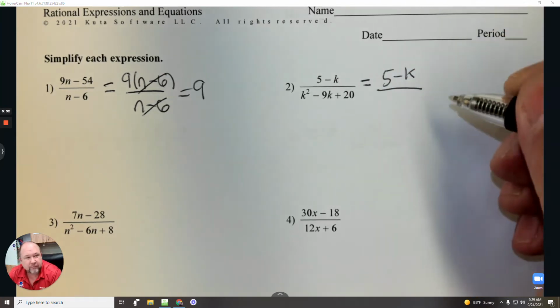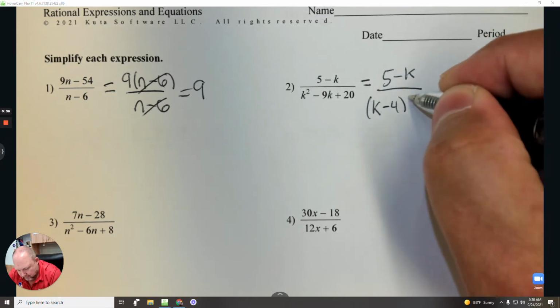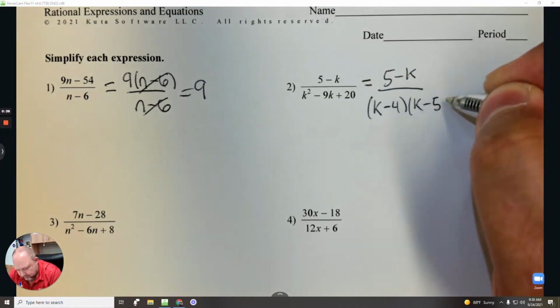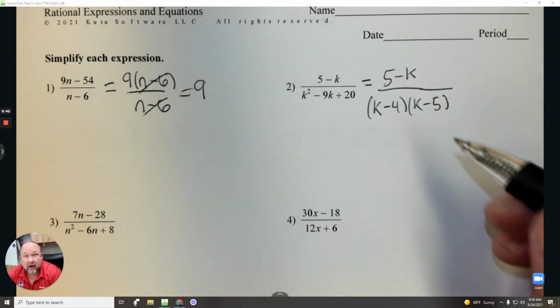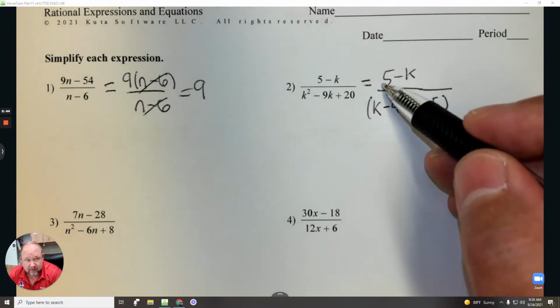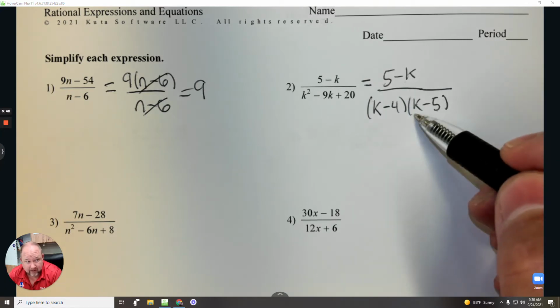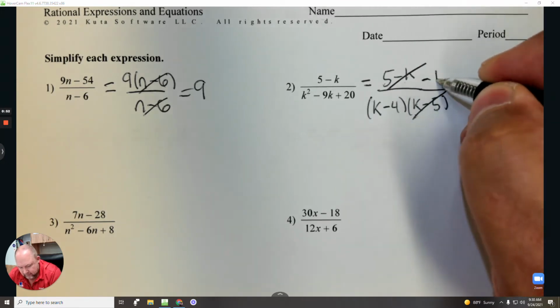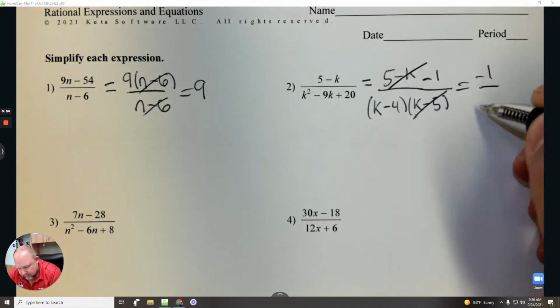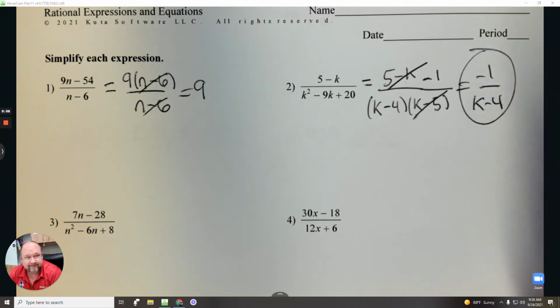The numerator is prime. The denominator, what two numbers multiply to 20? The same two numbers add to negative 9. Now, these are called opposite factors. Notice one's positive 5 and one's negative 5. One's negative k, the other's positive k. Those are opposites. They still remove, but you're left with negative 1 rather than positive 1 when you remove it.